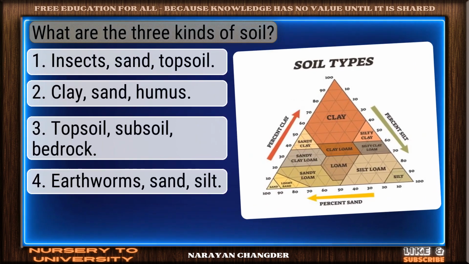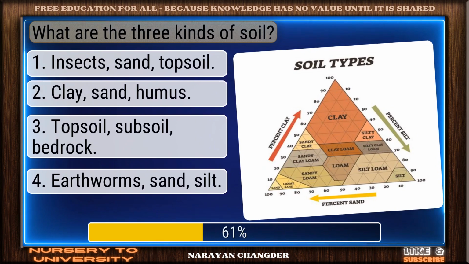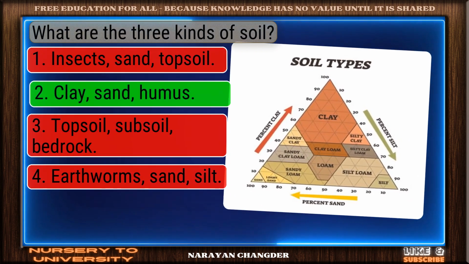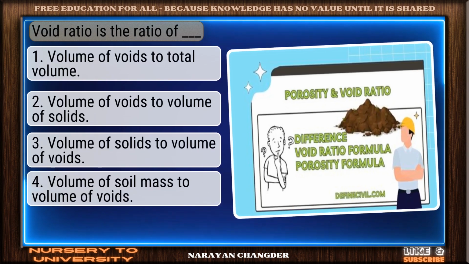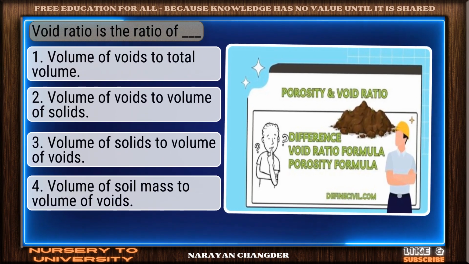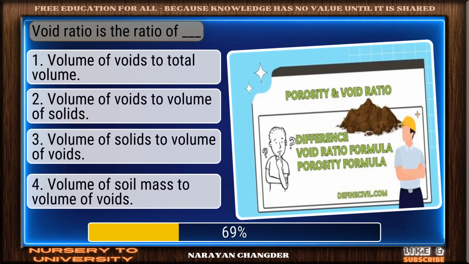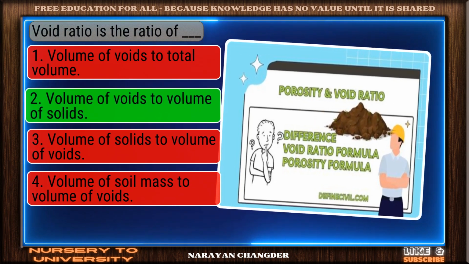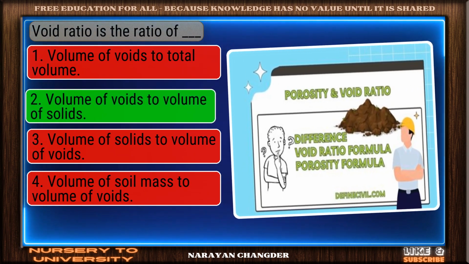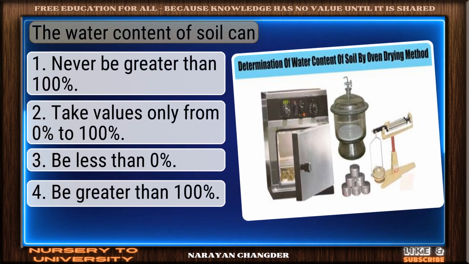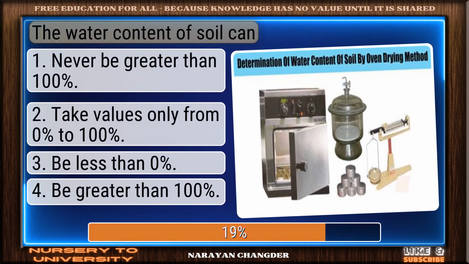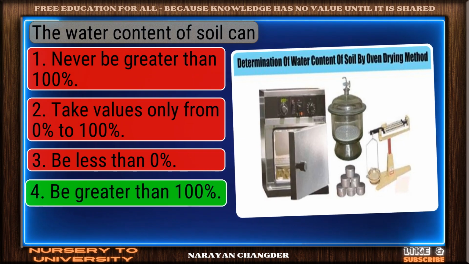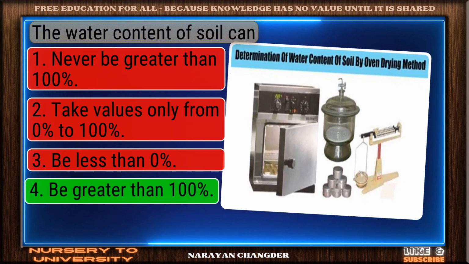What are the three kinds of soil? Excellent. Clay, sand, humus is a brilliant choice. Void ratio is the ratio of dash. Great thinking. Volume of voids to volume of solids is the right choice. The water content of soil can. You got it. Your choice, be greater than 100%, is right.